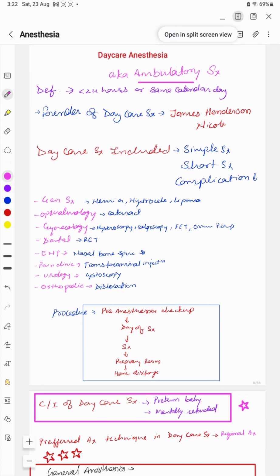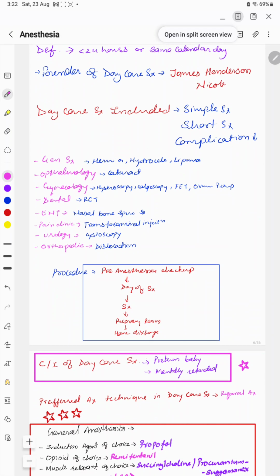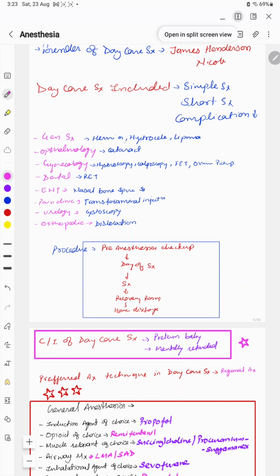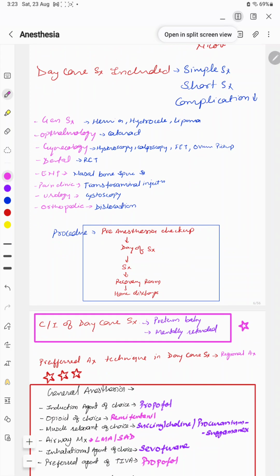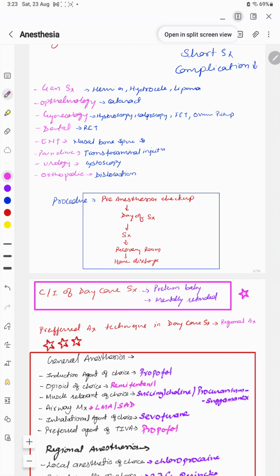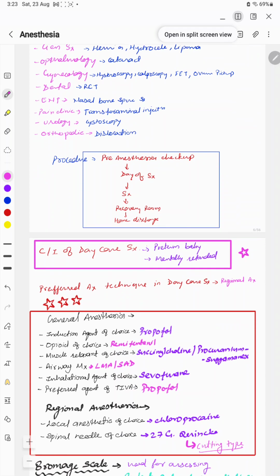This is daycare surgery, simple surgery. Daycare surgery will be simple, short, and not complicated. I have written some surgeries which are simple, short, and not complicated, like hernia surgery for general anesthesia, hydrocele, lipoma, in ophthalmic, cataract, in gynecology, hysteroscopy, colposcopy, and FET, ovum pickup, and in dental RCT, ENT, nasal bone spur surgery, and in pain clinic transforaminal injection, urology, cystoscopy, and orthopedic dislocation.